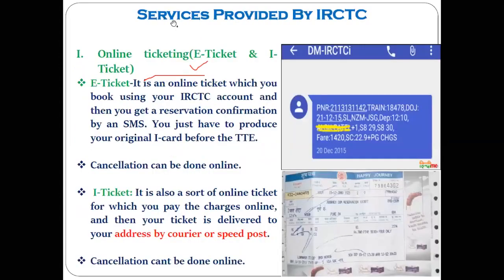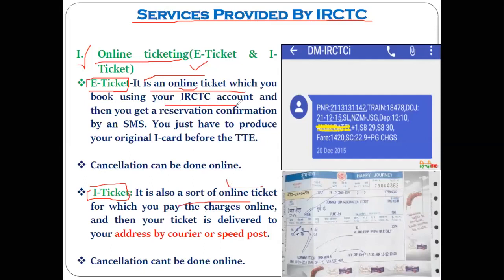Okay. Now let's come to the important point related to the services being provided by the IRCTC. Most importantly, the first important service that is mostly utilized is the online ticketing. And in online ticketing also, there can be two kinds of ticketing. One is the e-ticket and another is the i-ticket. Now, what exactly is the difference here? Yes, both of the tickets can be booked online. No issue in that case.